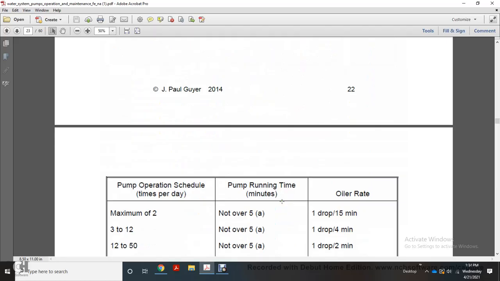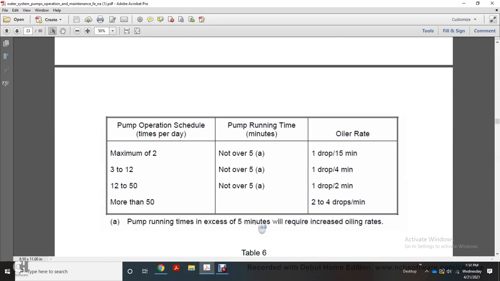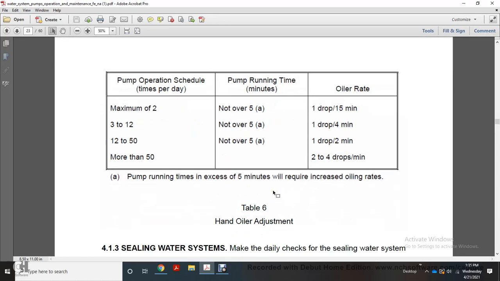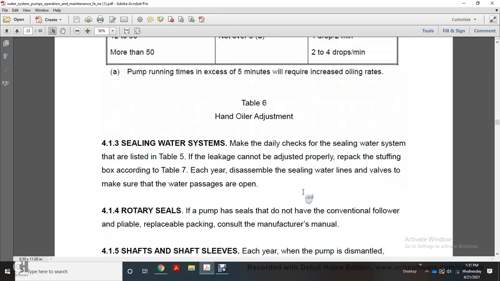Pump operation schedule: times per day, pump running time in minutes, and oiler rate. Maximum of 2 pumps operating per day, pump running time not over 5 minutes, 1 drop every 15 minutes. For 5 to 8 times per day, 1 drop every 4 minutes. For 12 to 50 times per day, 1 drop every 2 minutes. For more than 50, 2 to 4 drops a minute. Pump running times in excess of 5 minutes will require increased oil rates.